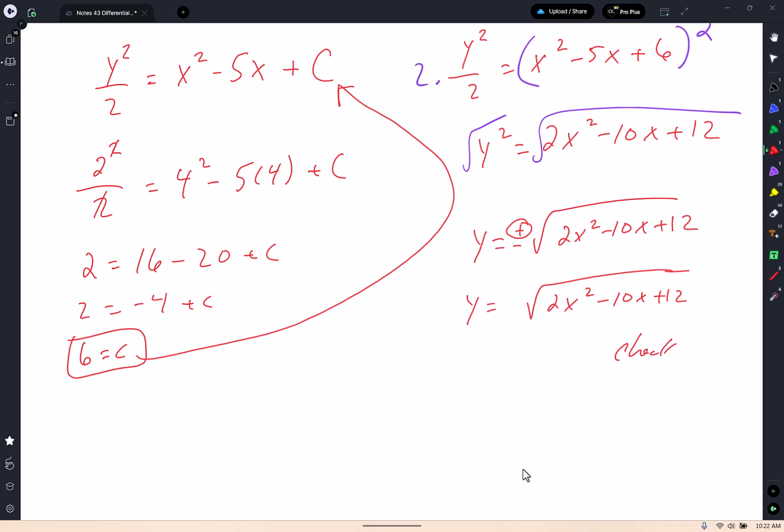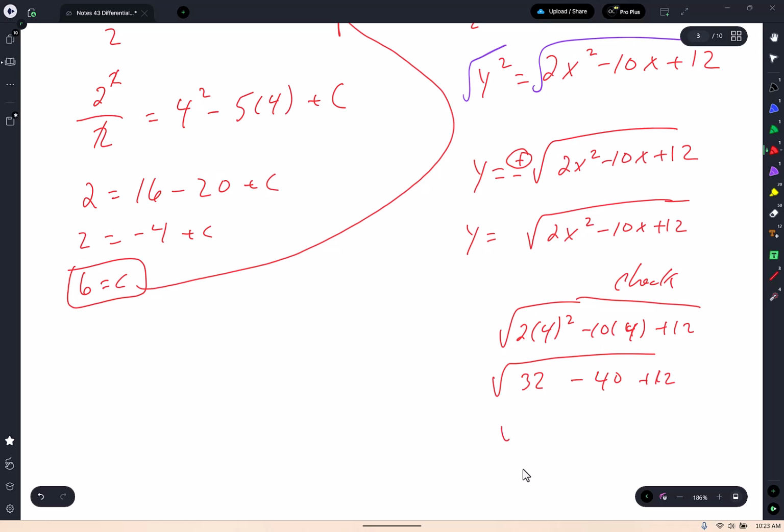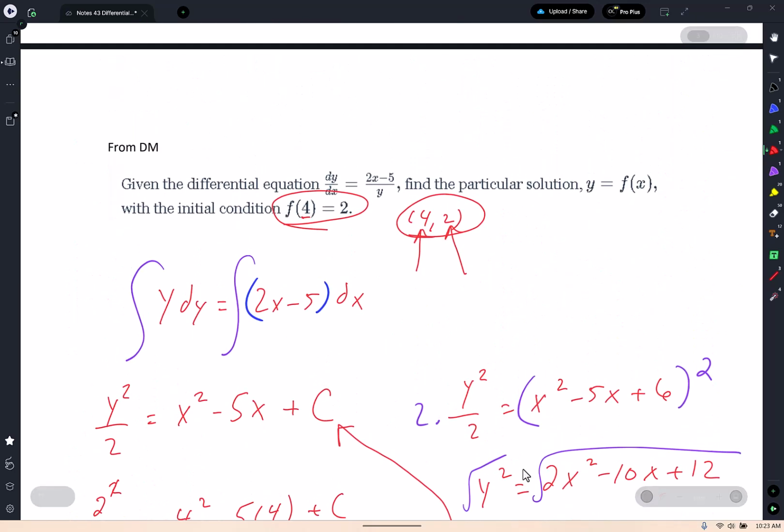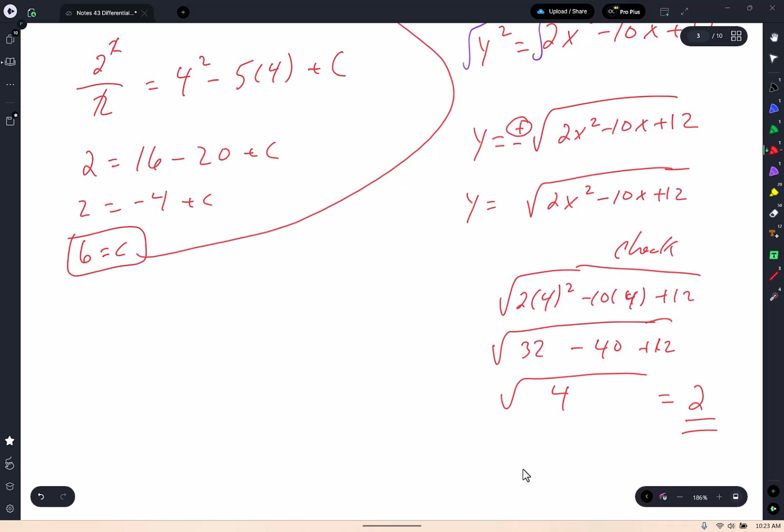I'm going to put check. So square root of 2 times 4 squared minus 10 times 4 plus 12. Let's see. 4 squared is 16. 16 times 2 is 32. I'm just checking. 32, 10 times 4 is 40, plus 12. So negative 8 plus 12 is 4, and the square root of 4 is 2. It works. When x is 4, the y value is 2. It works. This is your equation right there.